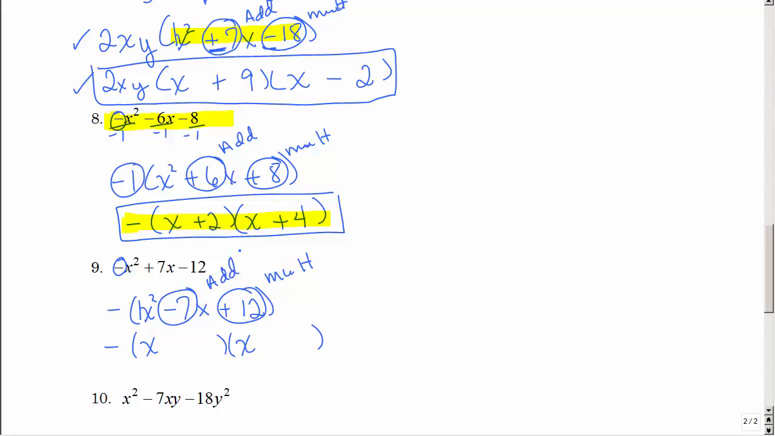So if I multiply to get positive and add to get negative, I know I need a negative times a negative. And how about 3 times 4? Does that get me +12? Does it get me -7? Yes, it does. So again, a two-step process. Factoring out the -1, changing all the signs, and then keep going.